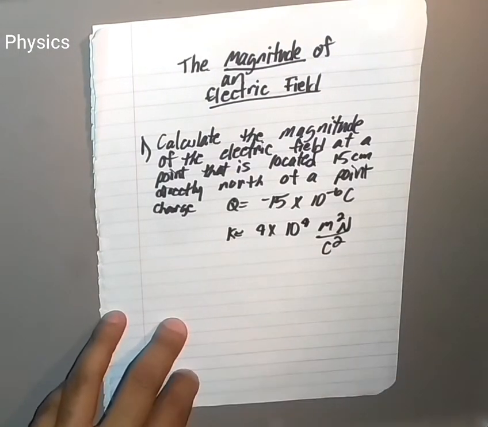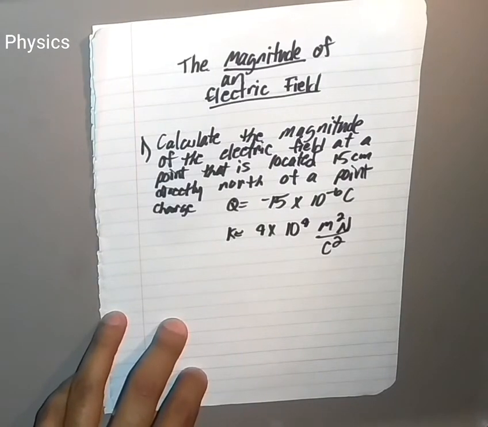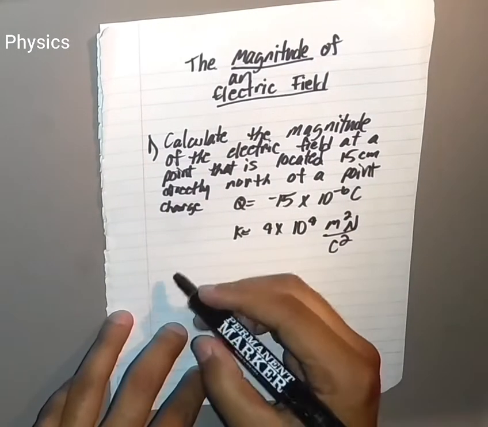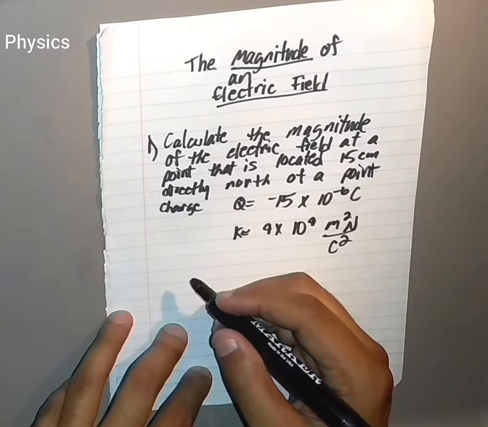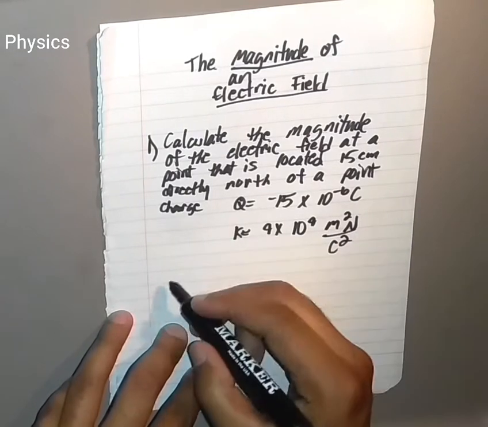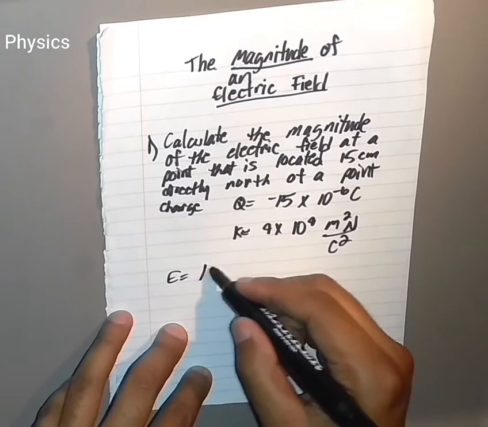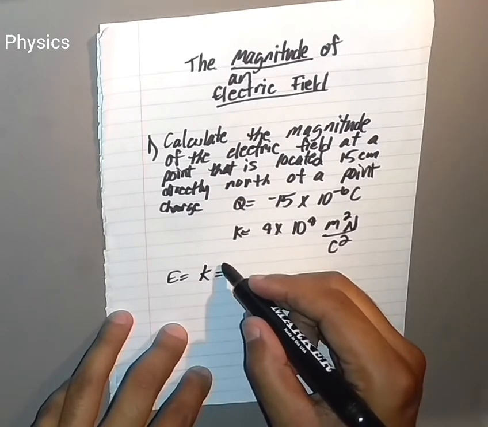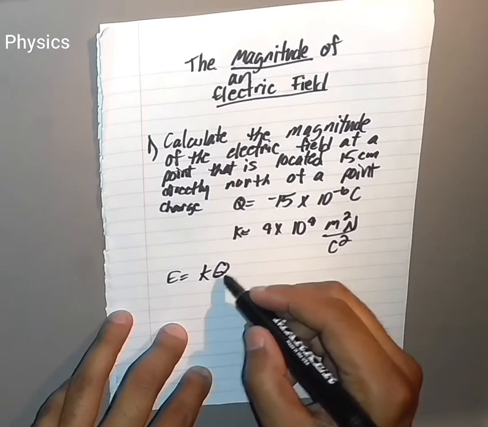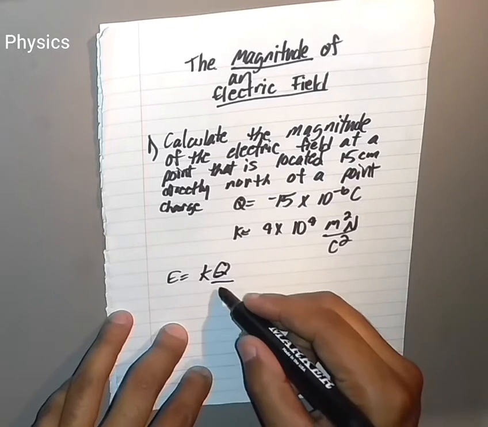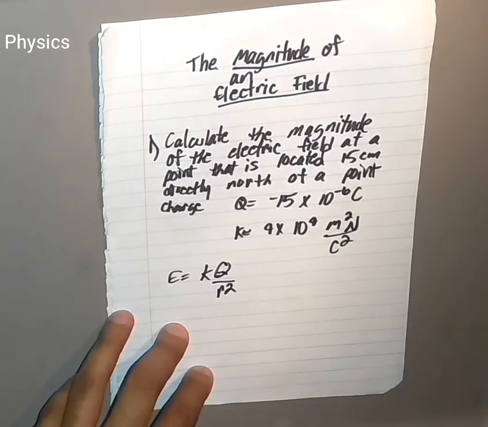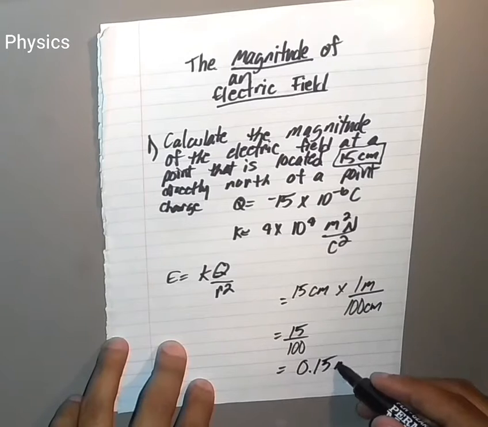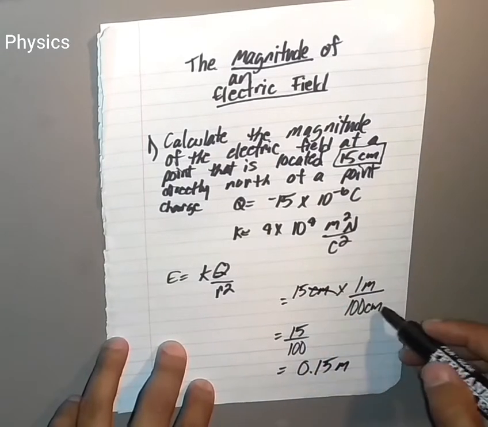So when we're calculating this, the first thing we want to do is use the formula for the magnitude of an electric field of a single point charge, which is given by E equals K Q over R squared, where E is the electric field. R is 0.15 meters, because our centimeters cancel out.